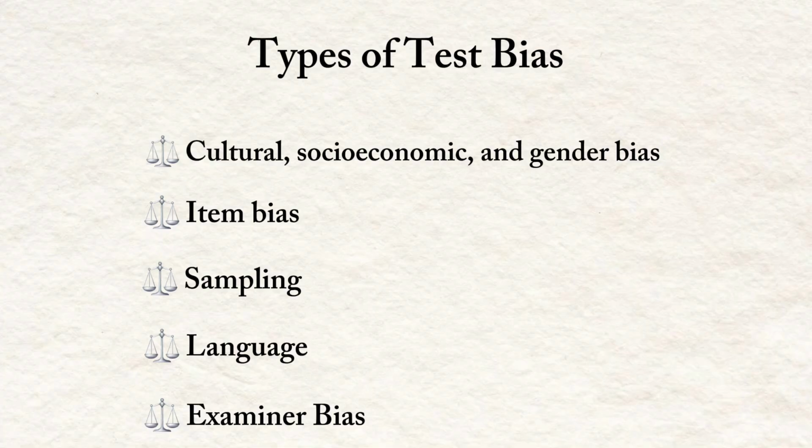Fifth, language. Language bias occurs when designated subgroups of interest within a population are not equally familiar with the task vocabulary, or when the meaning of a word is not the same across subgroups. And the last is examiner bias. Examiner bias occurs if the examiner is not of the same culture or race as the students being tested.